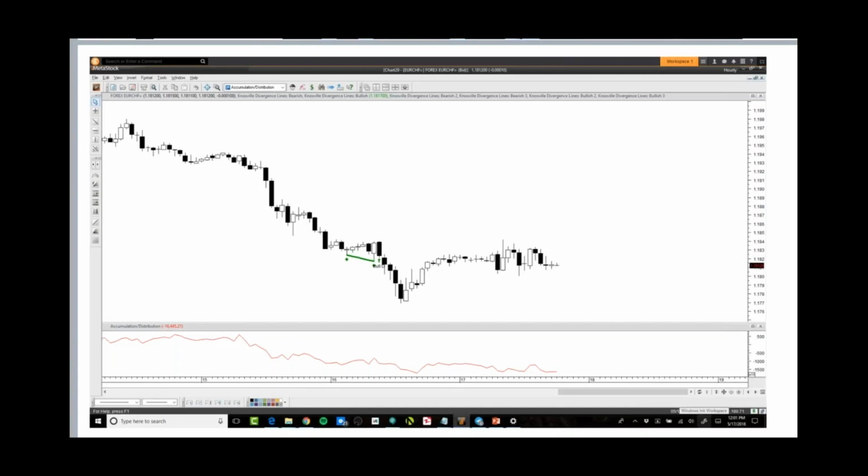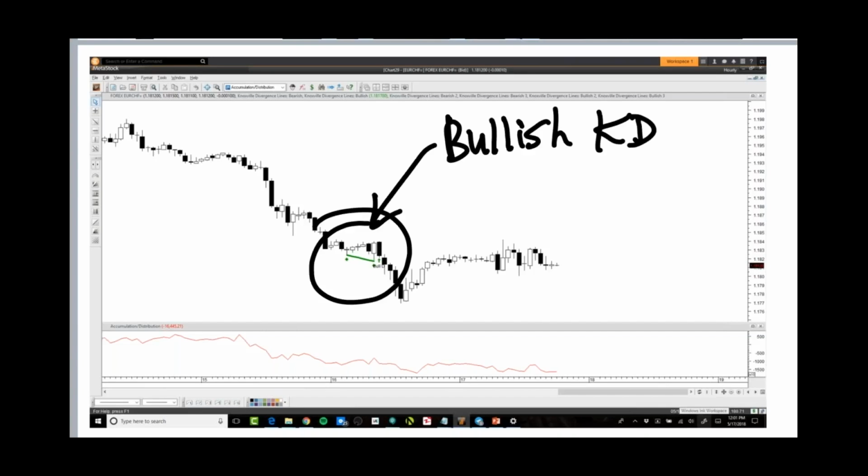Okie dokie. On the chart right here is a bullish Knoxville divergence, or bullish KD, and it's green right here. It's a green line underneath price. It is a suggestion, not a guarantee, an early warning sign that price is going to reverse and come back up.